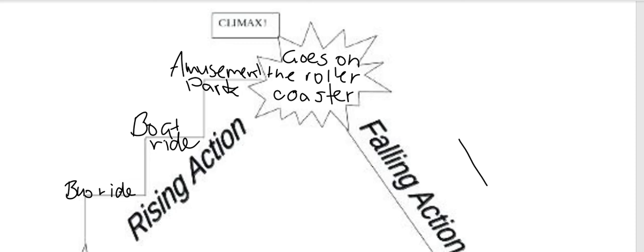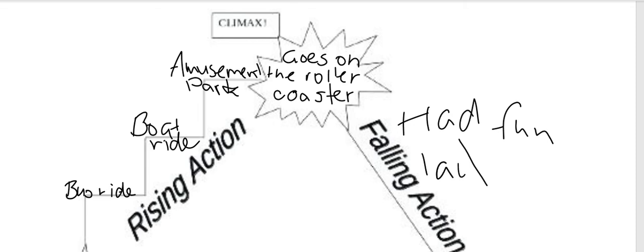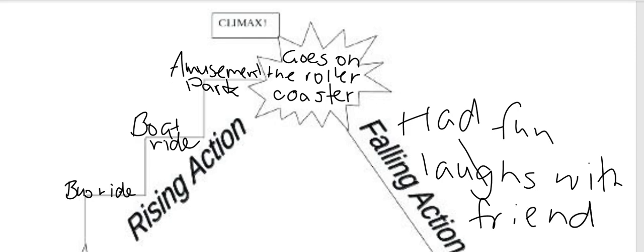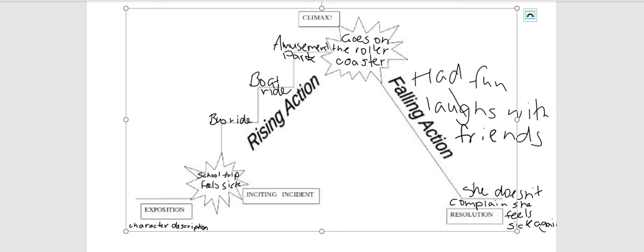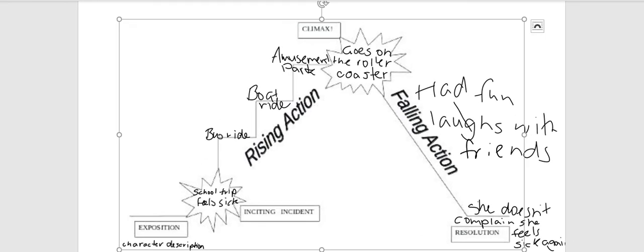So, she goes on the roller coaster. She had fun. Laughs with friends. And she had a great time. So there we have it. That is our story plot. Obviously, I now need to think about what's going to happen in each part of my story. But once we get this story plot happening, that'll be the next step to be writing our story.